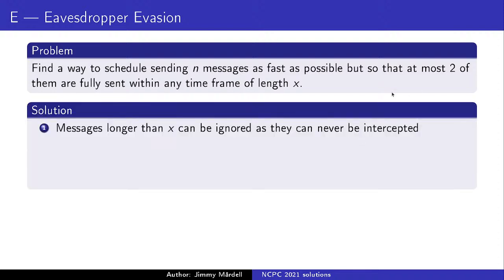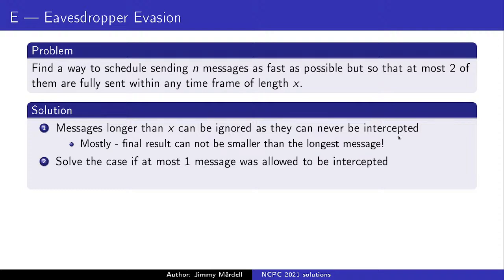So here's the solution. The first thing is to note that if you have messages that are longer than x, you can basically ignore them because they can never be intercepted. They could never be fully contained in a window of length x. Or you can mostly ignore them because you still have to remember that the final result cannot be smaller than the longest message. So you still have to take a max at the end with the length of the longest message. But in principle, we can assume that you only have messages that are of length x and shorter.